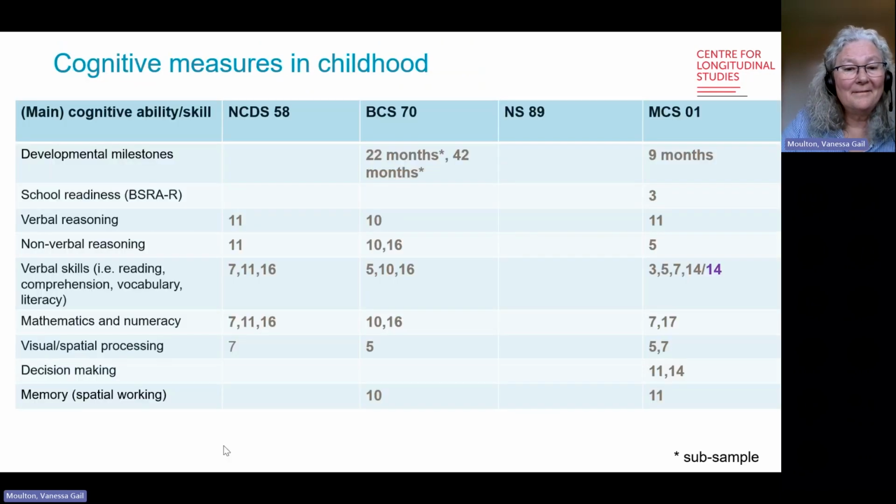which is very exciting. So now looking at cognitive tests, we have a wide range of measures completed by the cohort members when they were children. We have verbal and non-verbal reasoning tests, verbal and numeracy skills, and tests of visual spatial reasoning and memory. And these can be used as early life predictors, controls, etc. for later outcomes, including cognition.